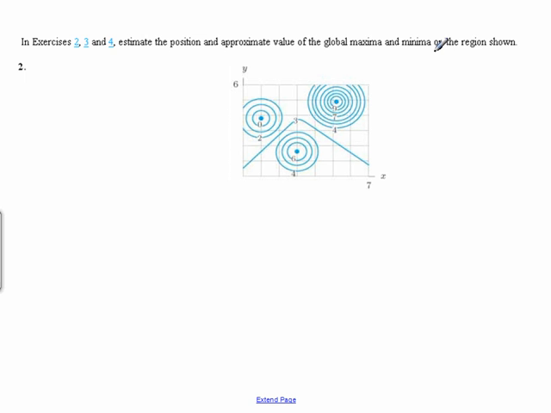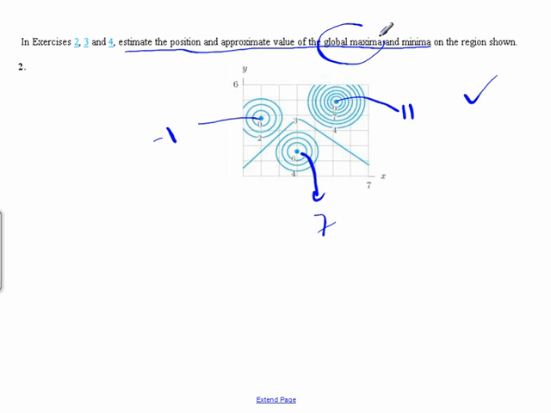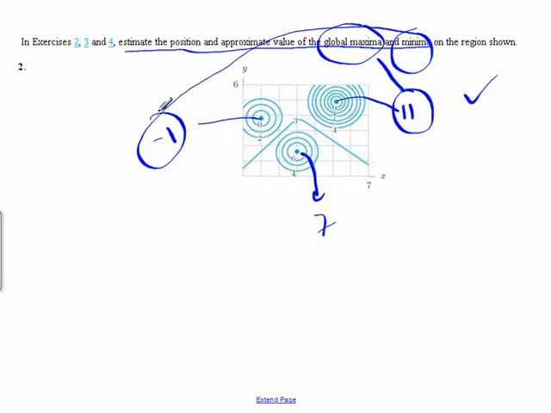Okay, so let's think about what some example problems might look like. If we want to estimate position and an approximate value of the global max and global min, we can say global max and global mins will probably occur at these peaks. So here we have 4, 5, 6, 7. So this has a value there of 7. And here we have 2, 1, 0. This has a value of -1. And this here has a value of 11. So my global maximum is 11, and my global minimum is -1.